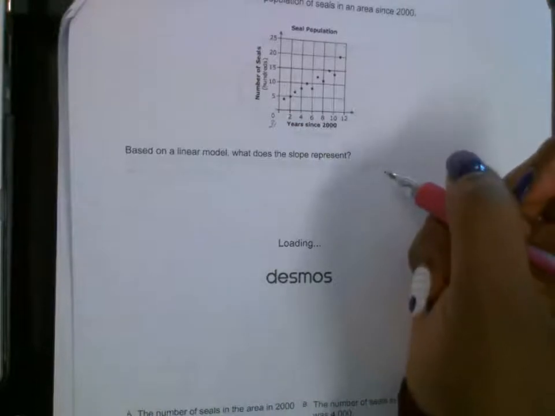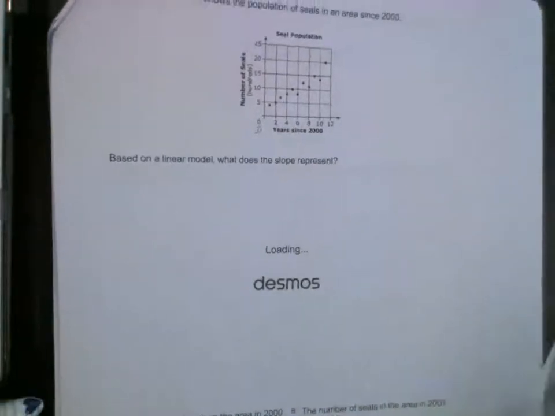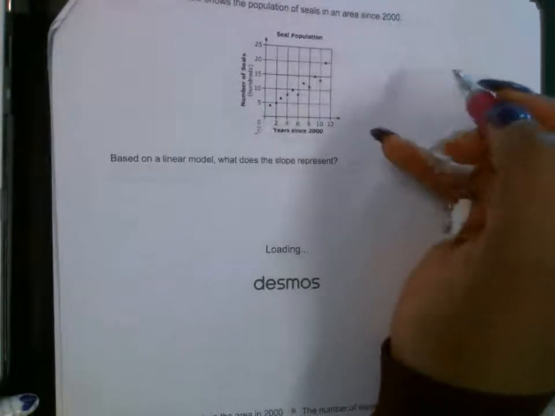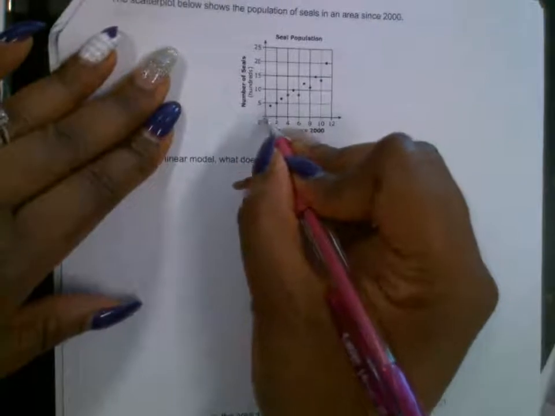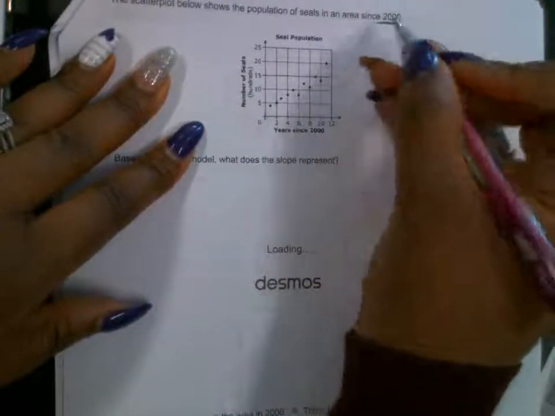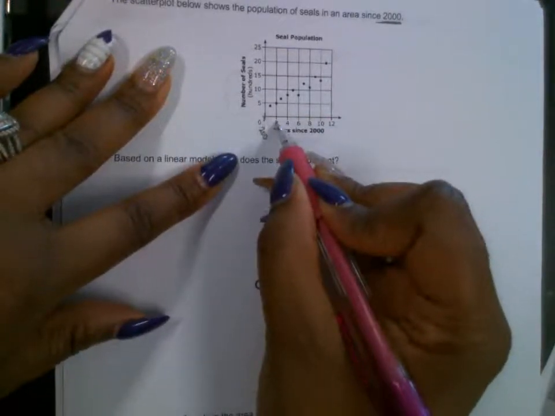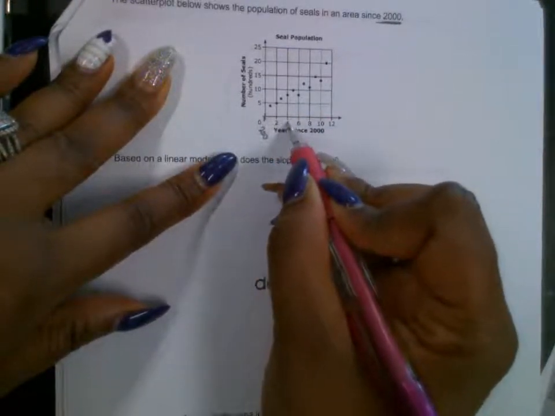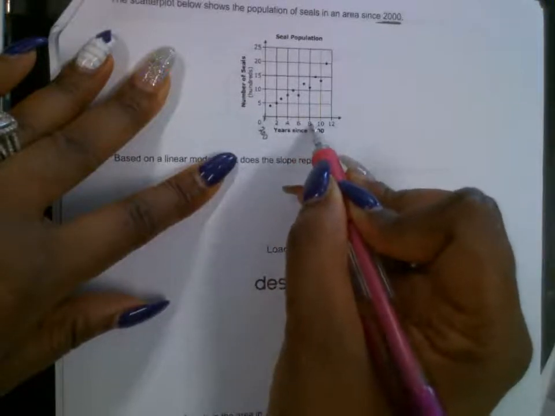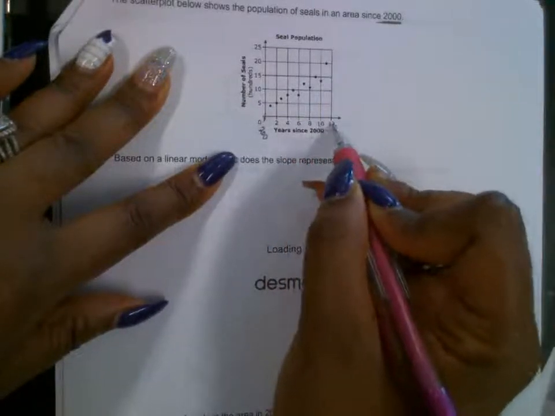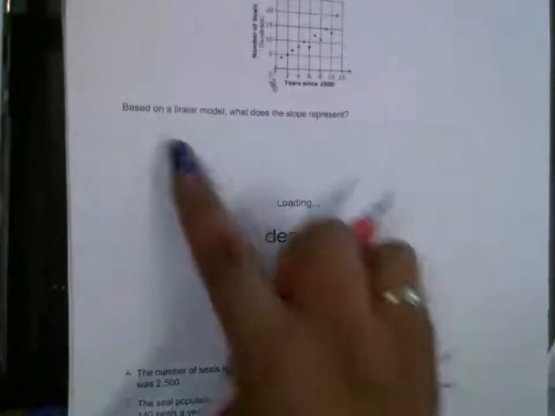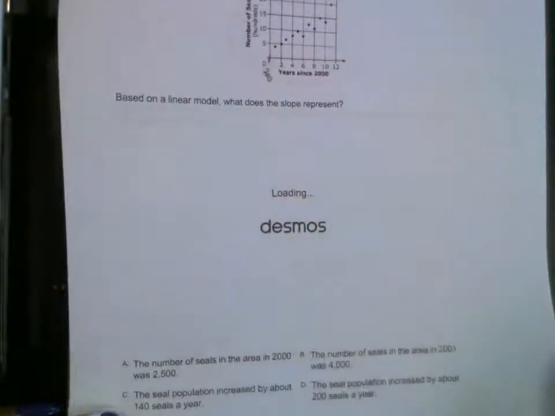Okay, so now we're doing this again. We have a scatter plot below that shows the population of seals in the area since 2000. So the starting year is 2000, so the 0 year is 2000, and then 2 years after 2000 is 2002, and 2004, 2006, 2008, then 2010, 2012. Okay. All right. It says based on the linear model, what does the slope represent?